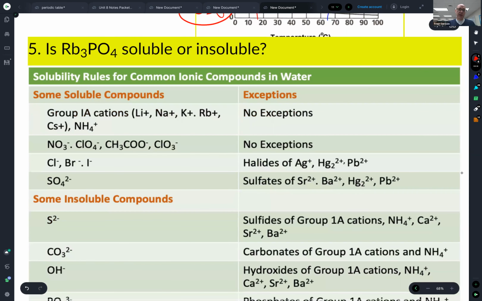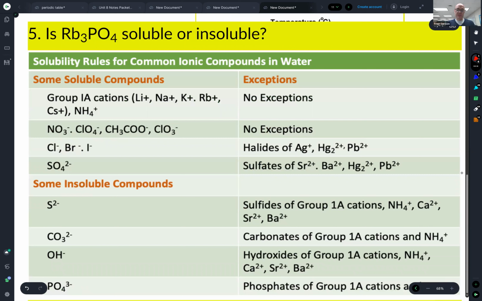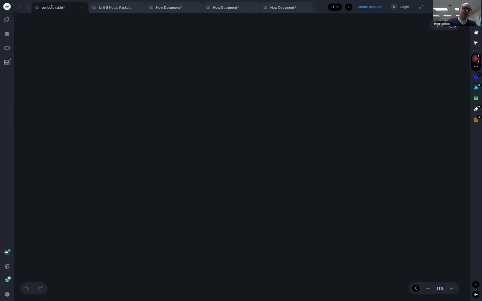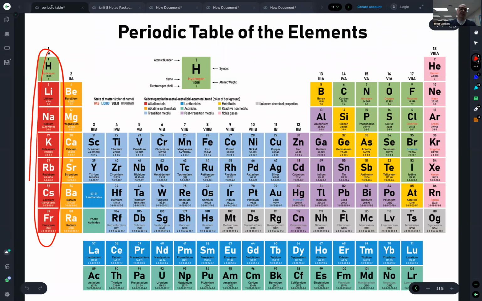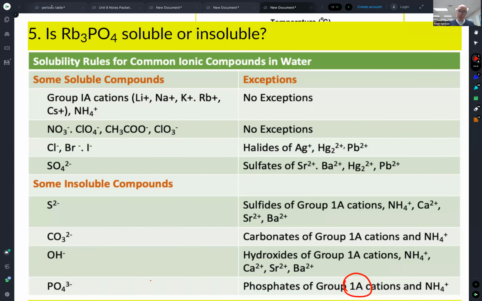Here's one more question. We've got rubidium phosphate. Let's go find the phosphates on the rules chart here. Phosphates are at the very bottom, so I'm going to actually not be able to see it. Let me see if I can get this thing. There it goes. And it says that all group 1A elements. Well, rubidium happens to fall right there on group 1A. So these are your groups, and there is rubidium right there on the left side of this chart of the periodic table. So that means it is one of the group 1 elements. That means that normally phosphates are insoluble, but because of the exception, it ends up being soluble.